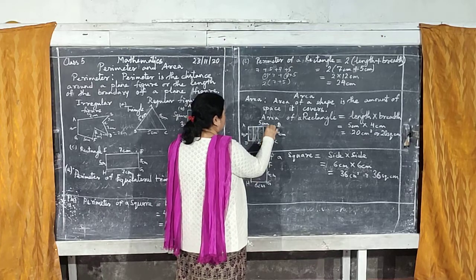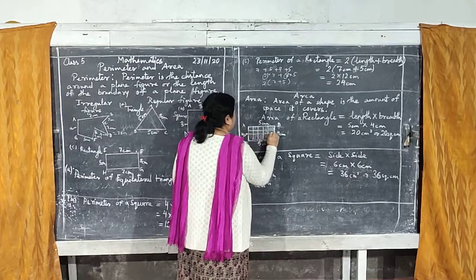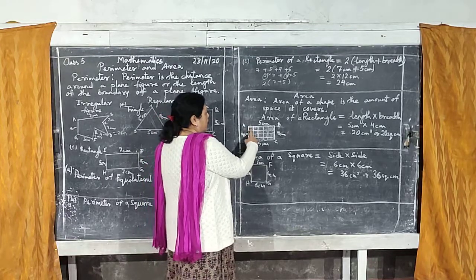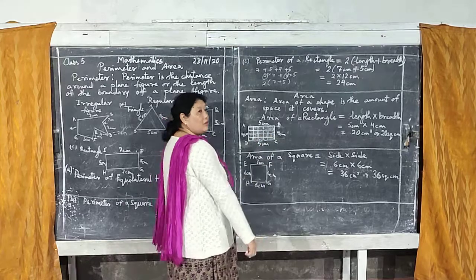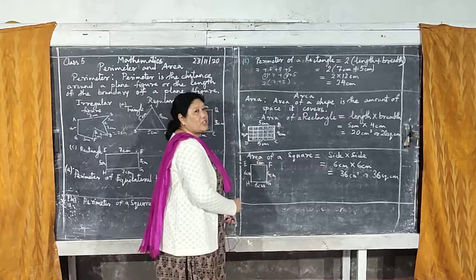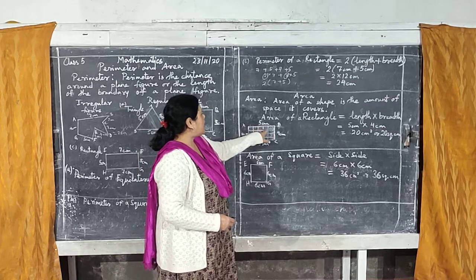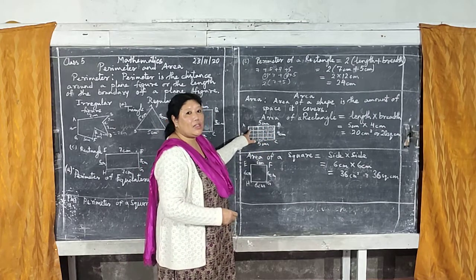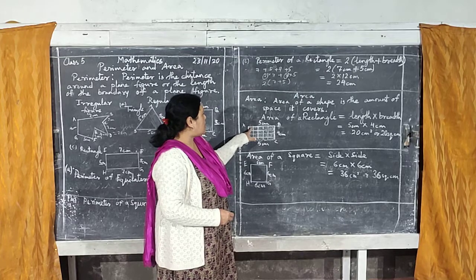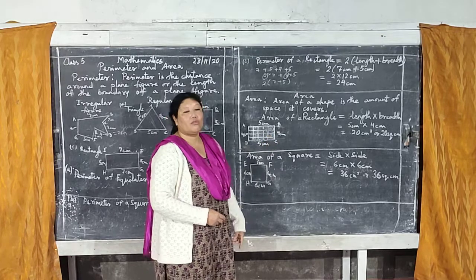1, 2, 3, 4, 5. 1, 2, 3, 4, 5. Then 4. 1, 2, 3, 4. Breadthwise you have 4 box squares and lengthwise you have 5 boxes. So instead of counting all these, how many boxes it has, that means the area we are finding, how many squares it has, instead of adding all these we will multiply lengthwise and breadthwise. First lengthwise 5 centimeter, breadthwise 4 centimeter.